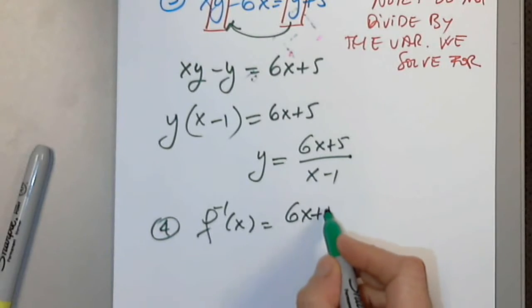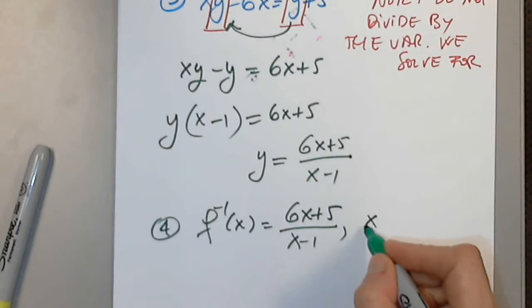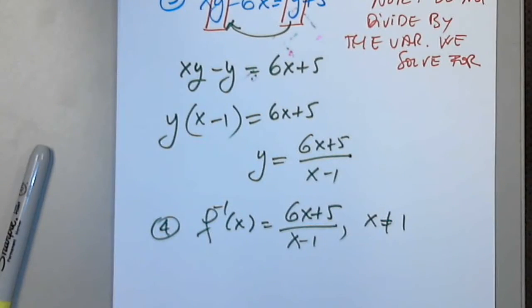Final step, f inverse of x is 6x plus 5 over x minus 1, and I have to write that x does not equal 1. We did this in rational expressions and rational equations.